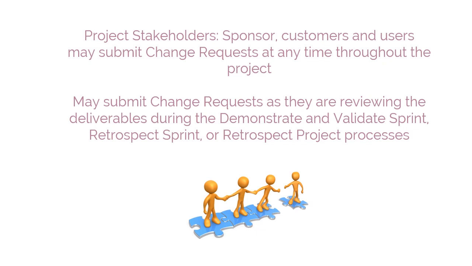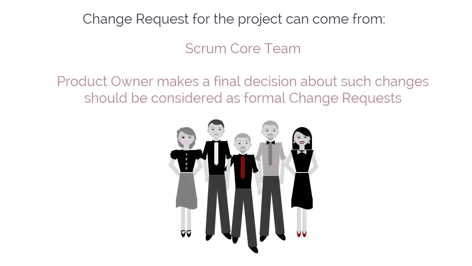Moreover, stakeholders may submit change requests as they are reviewing the deliverables during the Demonstrate and Validate Sprint, Retrospect Sprint, or Retrospect Project processes. Ongoing interaction between the Scrum core team members may motivate them to suggest changes or improvements to the product, service, or some other part of the project. Usually such changes, like any others, are captured in change requests, and the product owner makes a final decision about whether such changes should be considered as formal change requests.